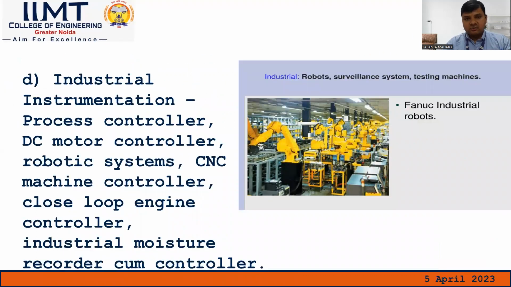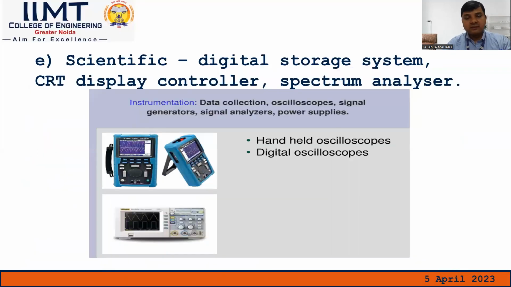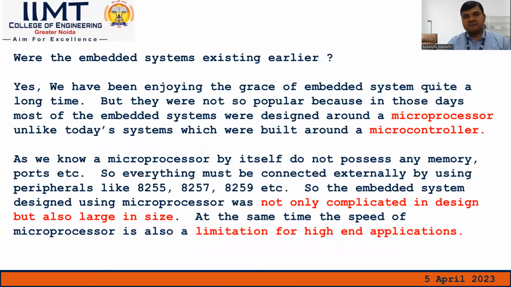In industry also, where robots are used, there are surveillance systems, testing machinery, motor control, robot systems, CNC, PLC, every machine is there. So these all come under the category of embedded systems. And in scientific instruments in the laboratory, digital storage devices, CRT screens, spectrum analyzer, digital oscilloscope, handheld devices, all come in this category.